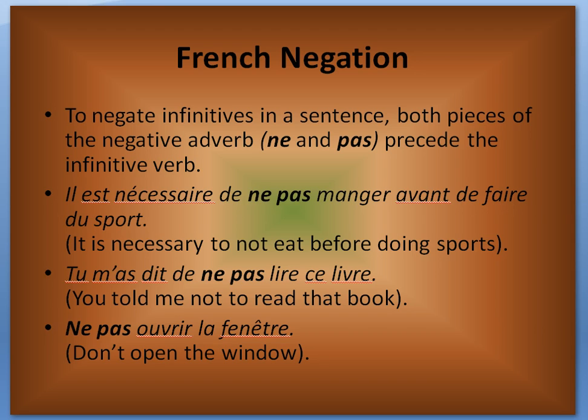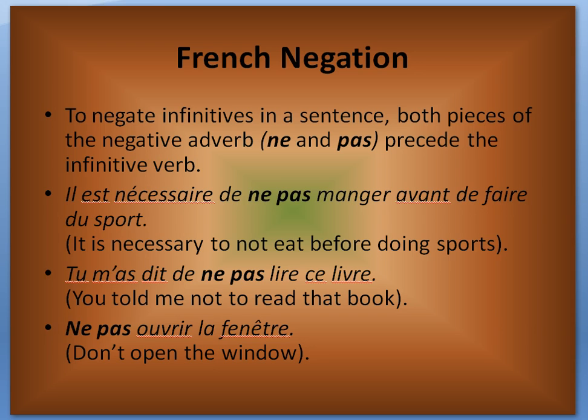Here, there are two verbs. One is il est, the conjugated form of être. And the second verb is manger. Now we are negating the second verb, manger. So, because manger is in the infinitive, ne and pas both come before the verb. Ne and pas only surround the conjugated verb, but if it is the infinitive, then both come before. So, ne pas manger.